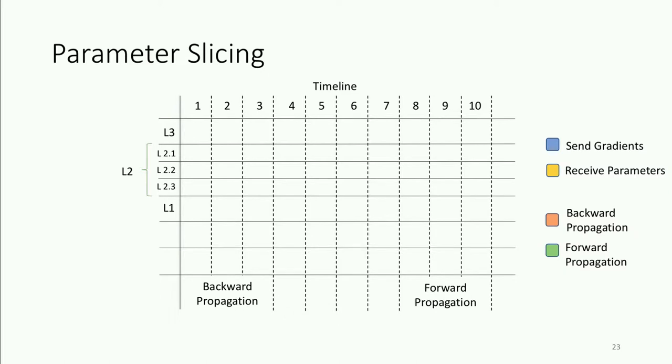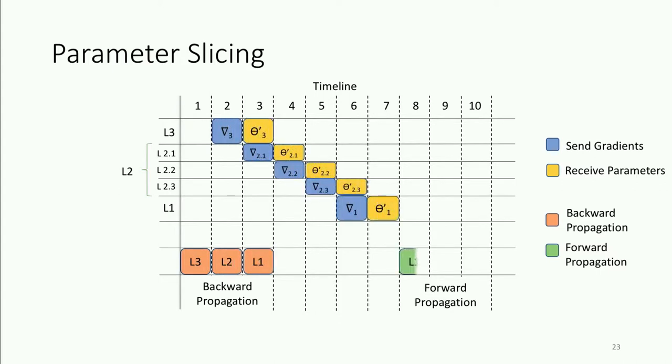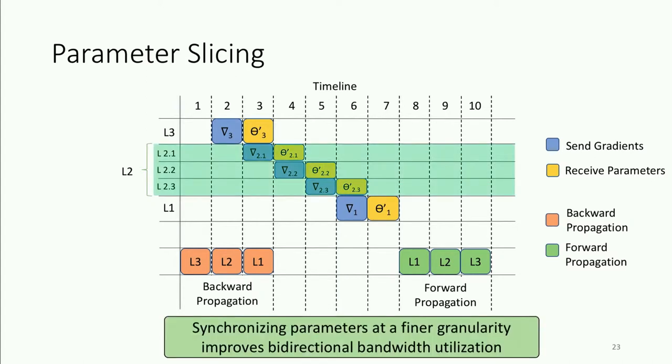In order to solve this, we propose a solution called parameter slicing. The idea is to slice the layer into smaller pieces and then synchronize each slice independently of each other. By doing so, as you can see, layer 2 is split into three equal pieces and synchronized independently. So the inbound and outbound traffic are perfectly overlapped, and the delay between the two iterations is reduced by more than 30%.